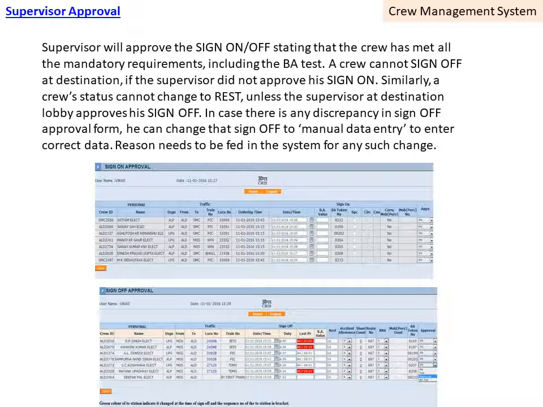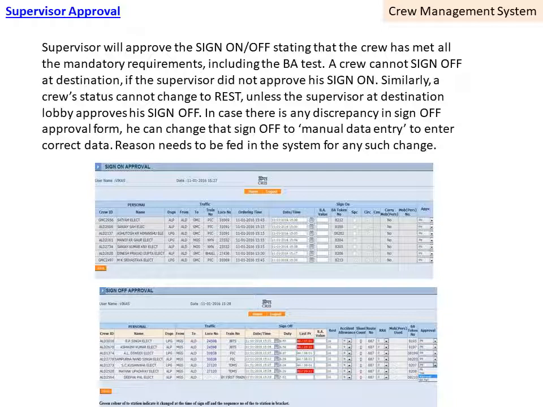After that, supervisor approval will take place. The supervisor will approve the signing on, stating that the crew has met all the mandatory requirements, like refresher, diesel refresher, transport, GNSR, PME, automatic competency, everything. The crew cannot sign off at the destination if the supervisor did not approve at his signing on. Similarly, a crew status cannot change to rest unless the supervisor at the destination lobby approves his signing off.